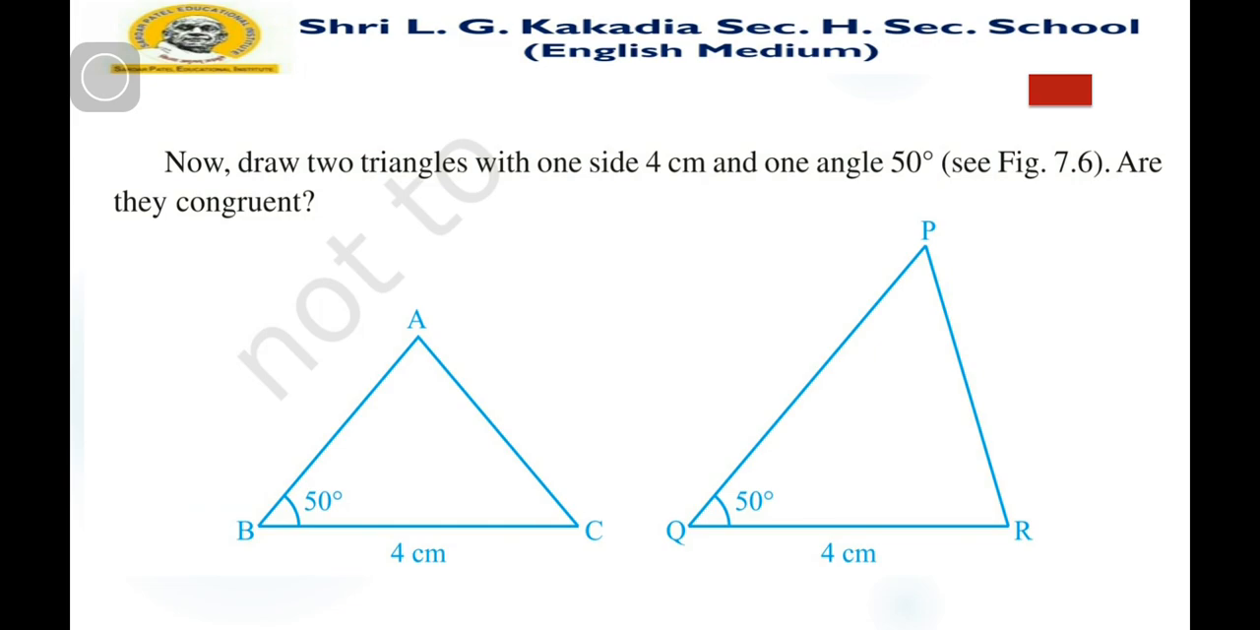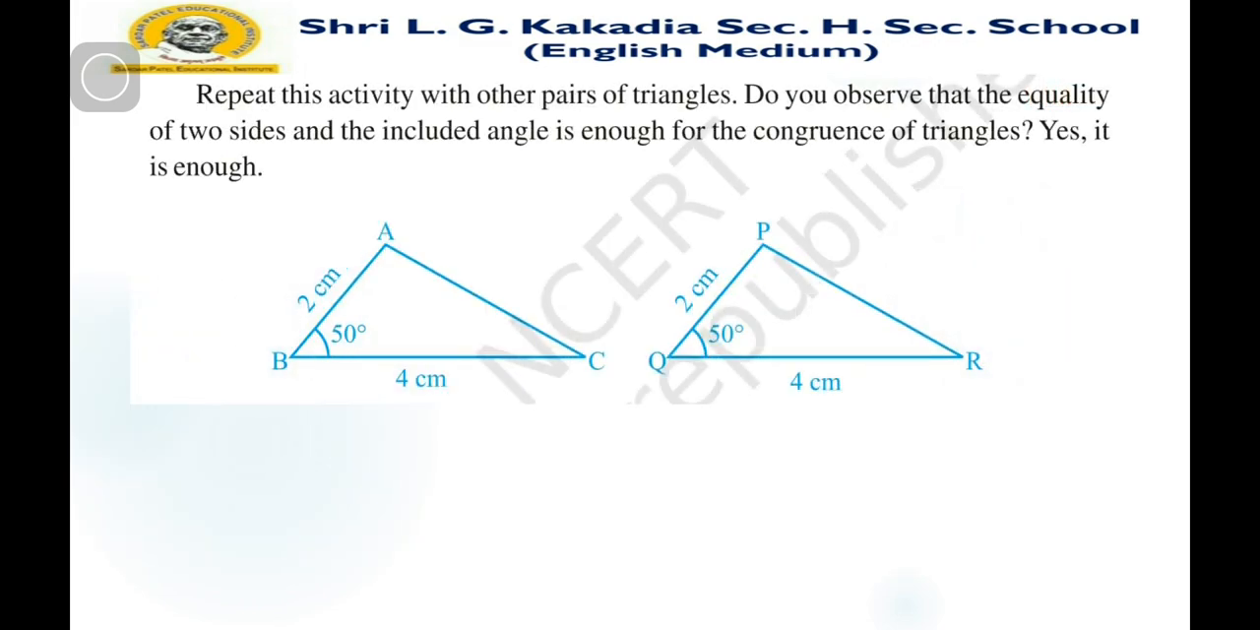Now draw two triangles with one side 4 centimeter and one angle 50 degree. Are these congruent or not? You can say that these are not congruent because B is equal to Q and BC is equal to QR, but AC does not equal PR and AB does not equal PQ. So these two triangles are not congruent.